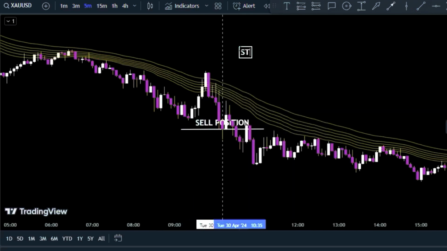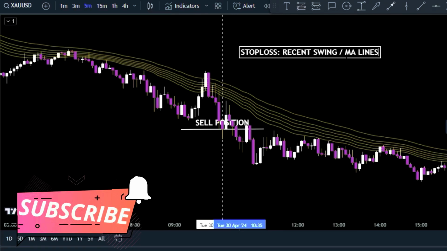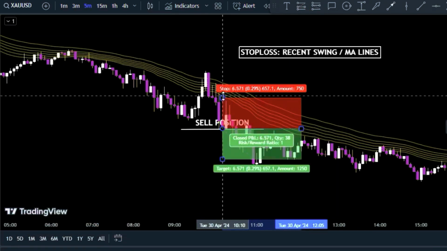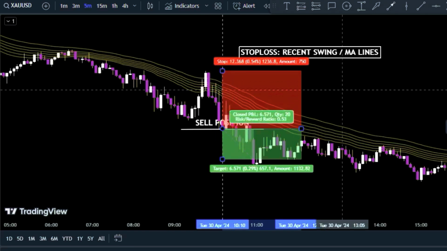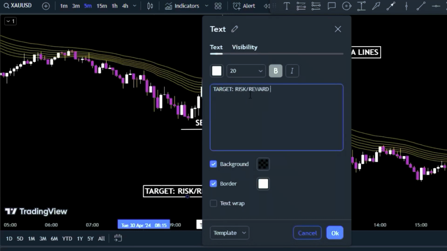Also, don't forget to set your stop loss slightly above the recent swing high or one of the moving average lines. After that, aim for a risk-reward ratio of 1 to 1.5.